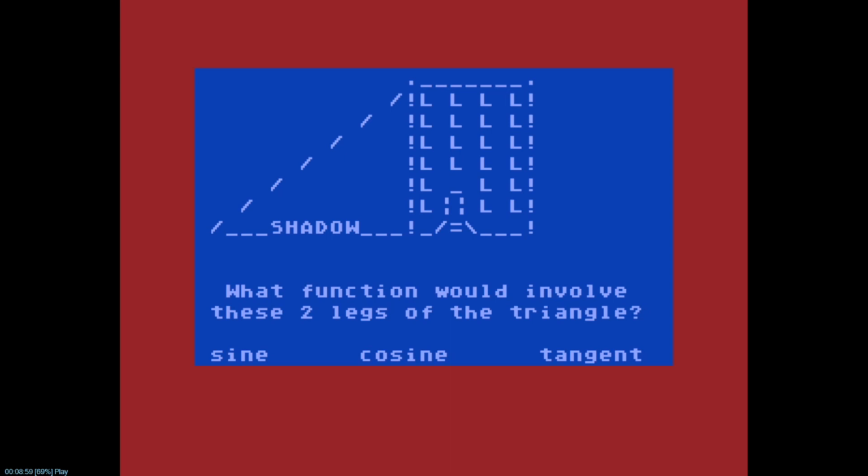In MA10, we solved some problems by using the length of shadows to determine the height of buildings by setting up similar triangles. We measured the shadow length of some vertical object whose height we knew to get a ratio at the time of vertical height to horizontal shadow length. If you measured the elevation angle, what function of it would involve these two legs of your triangle?